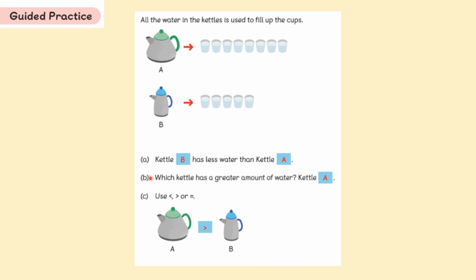This next question again is sort of the opposite of question A. Which kettle has a greater amount of water? It's kettle A, because 8 cups is more than 5 cups. And finally, use less than, greater than, or equals. So in the middle, we use the greater than symbol. That greedy fish crocodile wants to gobble up kettle A because there is more water, there's greater value, or 8 cups in there.